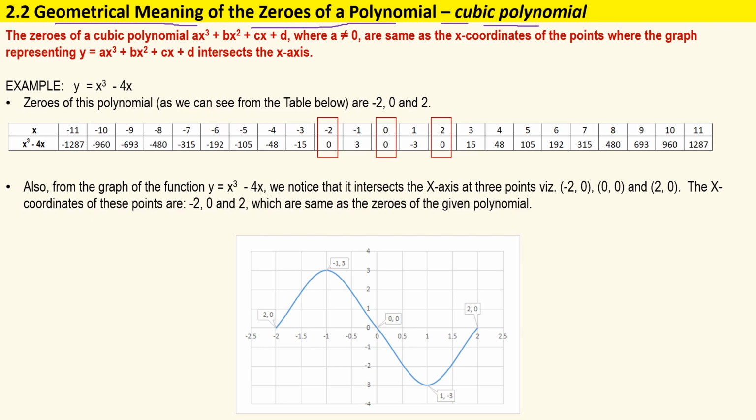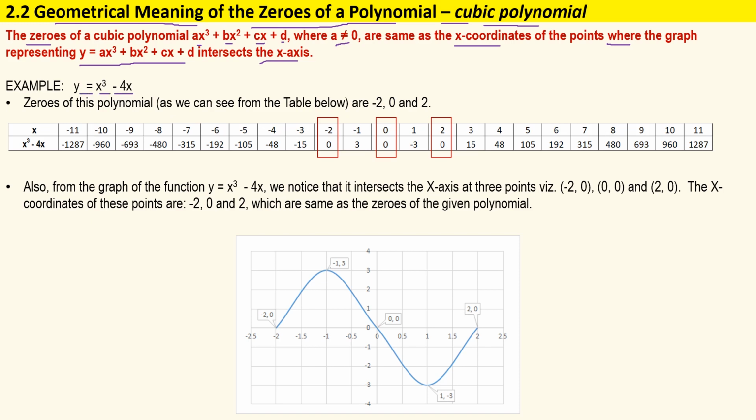For that we say that the zeros of a cubic polynomial ax cubed plus bx squared plus cx plus d, where a is not equal to 0, are the same as the x coordinates of the points where the graph representing y equals ax cubed plus bx squared plus cx plus d intersects the x-axis. This geometrical meaning we can show using an example, and let's take the example as y equals x cubed minus 4x.